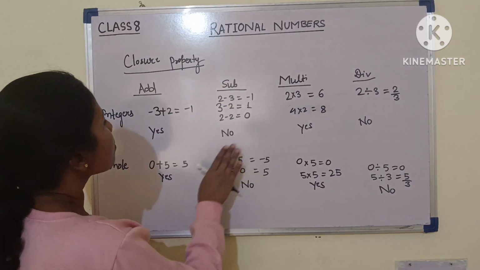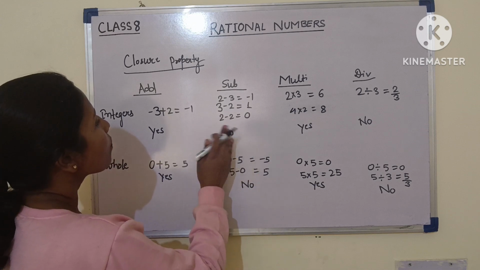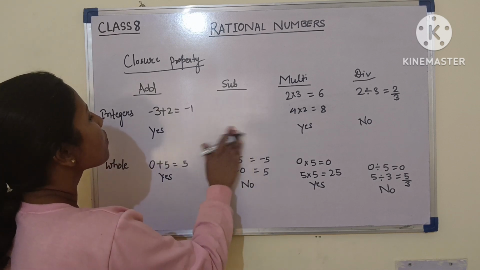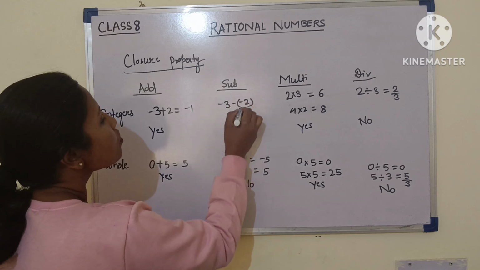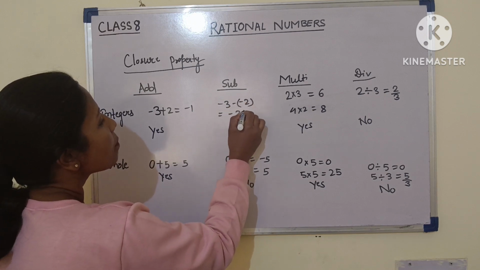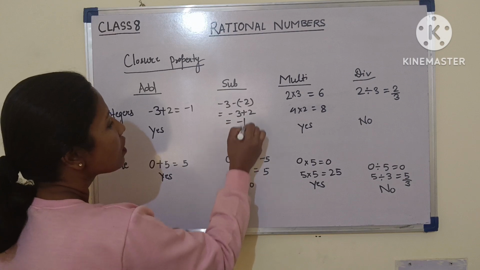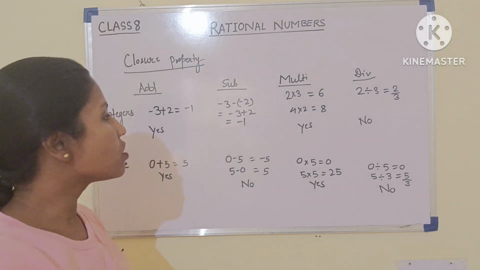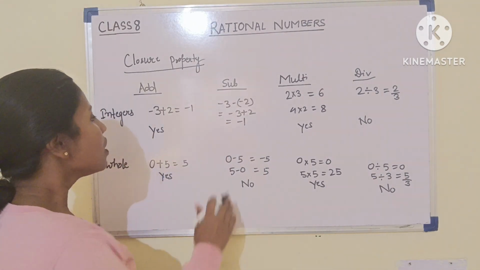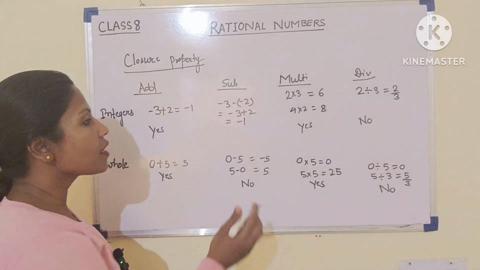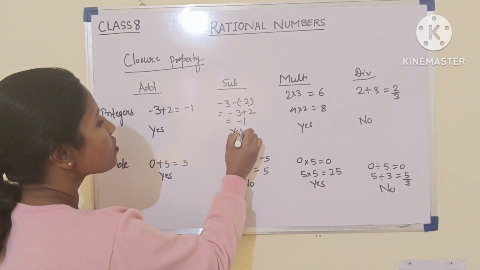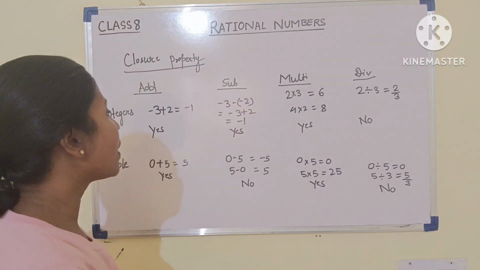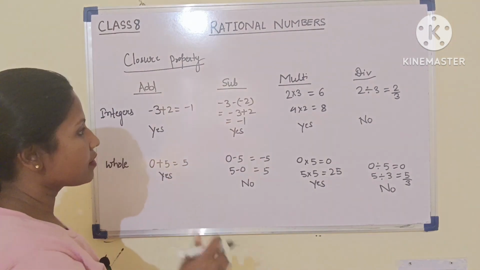Now subtraction. So if we subtract, minus 3 minus minus 2, it will give you minus 3 plus 2. It's minus 1. You can take other examples also, I am just taking one example. So yes, again the result is an integer. So subtraction also follows the closure property in case of integers.